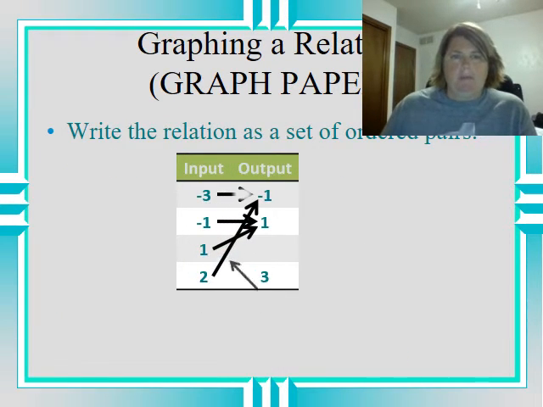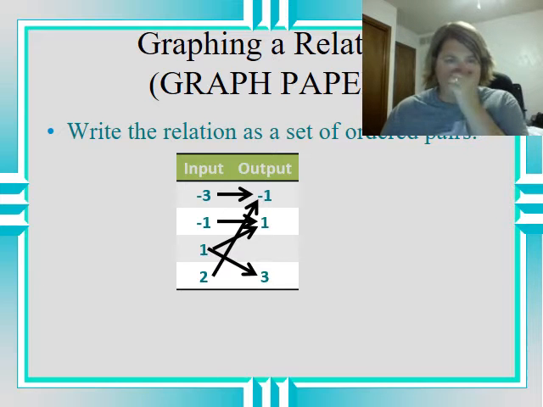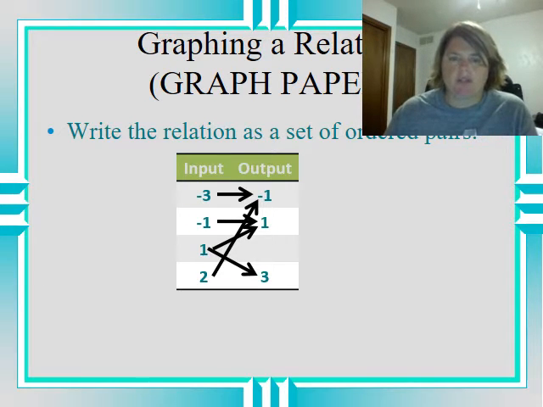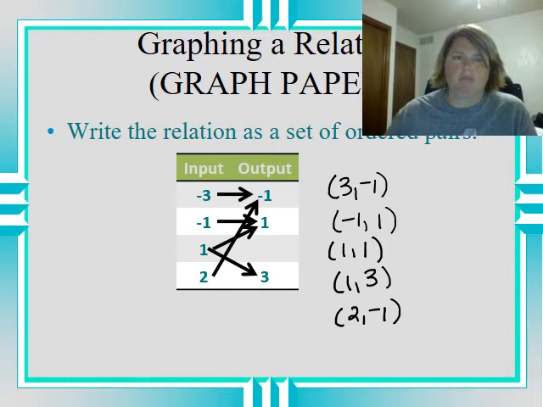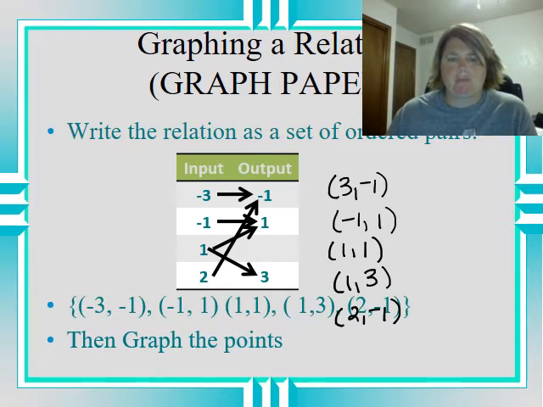The next one is we're going to graph a relation, and we're going to need some graph paper. Luckily, I have some on the next slide. We're going to write the relation as a set of ordered pairs. Do you see that 3 maps to -1? -1 maps to 1. On this one, 1 maps to 1, and 1 maps to 3. So hopefully you're like, oh look, that's not a function. And then 2 maps to -1.